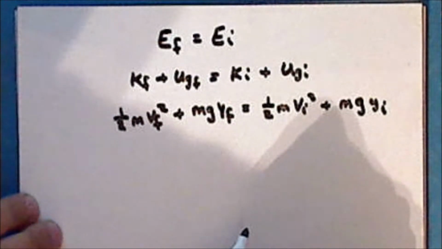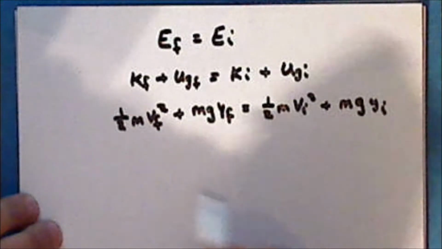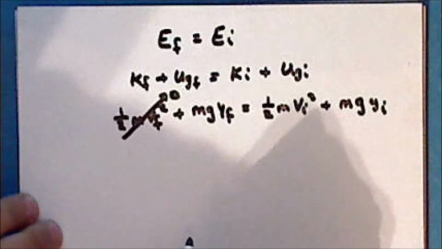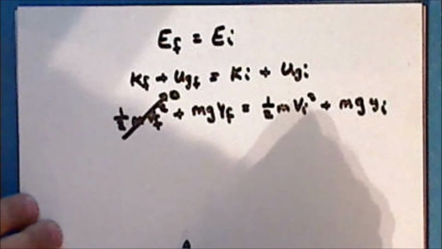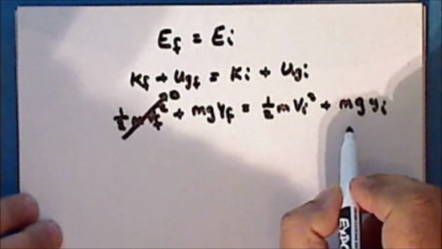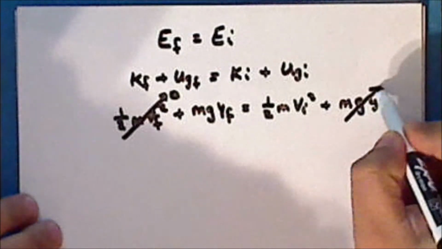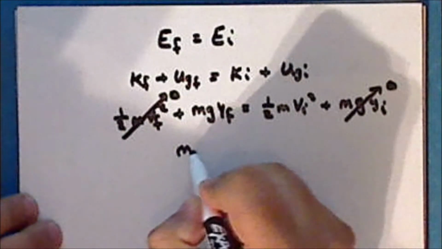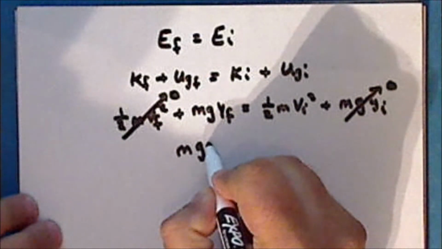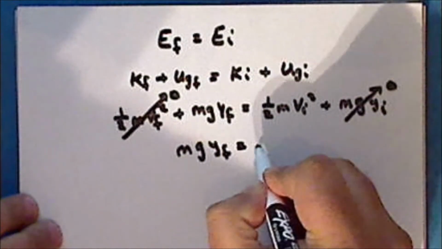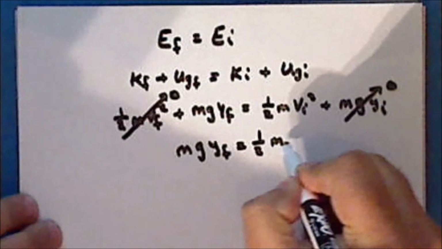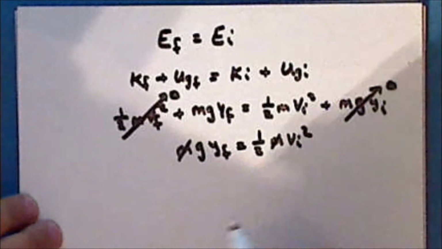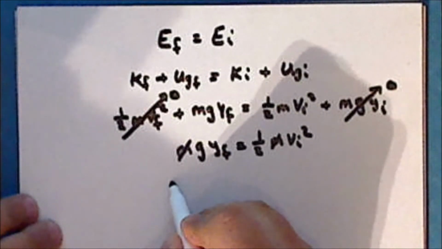Now, when the pebble reaches its maximum height, its velocity is 0, and so this term goes to 0. And we can choose our reference frame so that the initial launch position is 0, so this term goes to 0. And so we have the simplified equation, mass times the acceleration due to gravity times the final y position is equal to 1/2 the mass times the initial speed squared. The mass cancels on both sides, solving for the final y position.